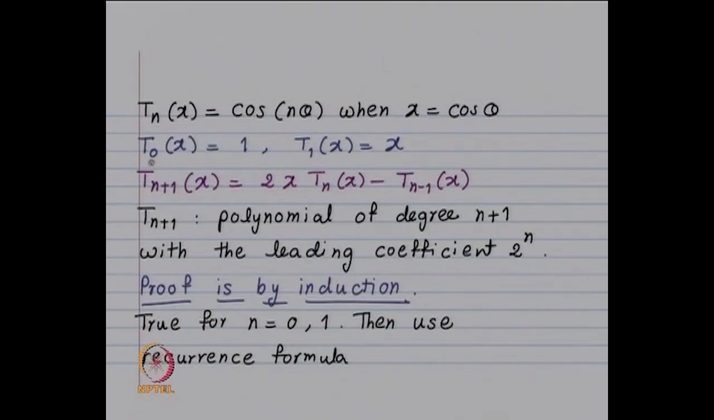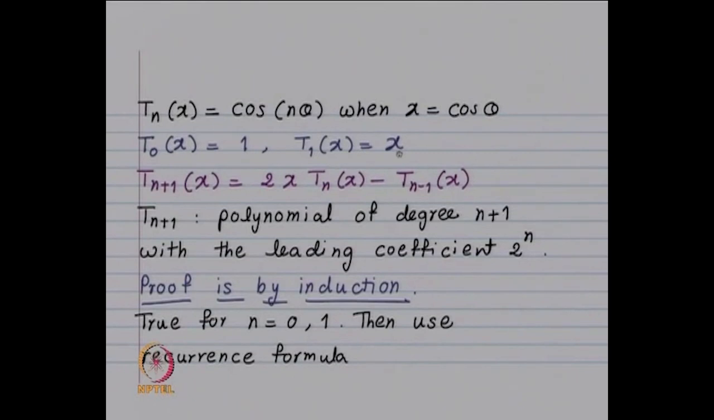Now, T_0 is a constant polynomial, T_1 is a linear polynomial. When you look at T_2(x), then you have 2x into x. So, that will be a polynomial of degree 2. So, by induction one can show that T_(n+1) will be a polynomial of degree n plus 1, and the leading coefficient is going to be 2 raised to n. So, it is true for n is equal to 0 and 1, and using the recurrence formula it is easy to show that the leading coefficient will be 2 raised to n.